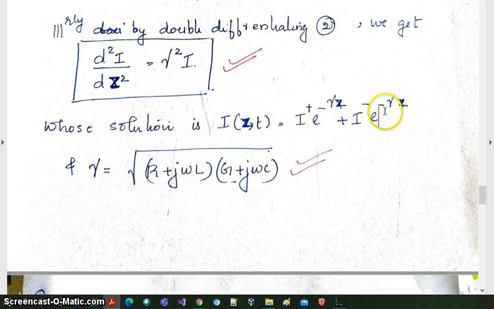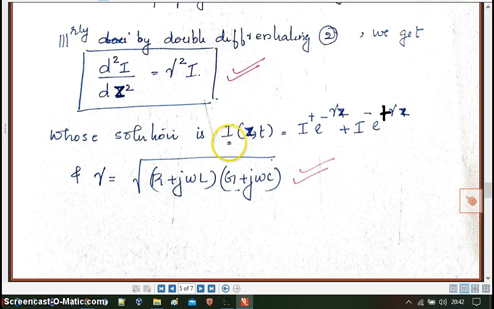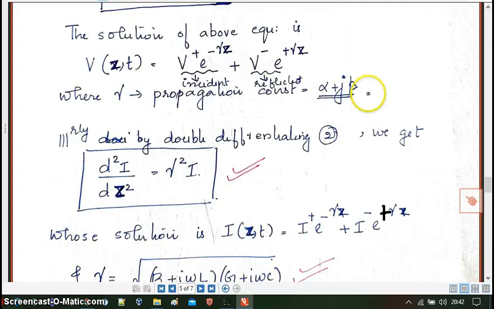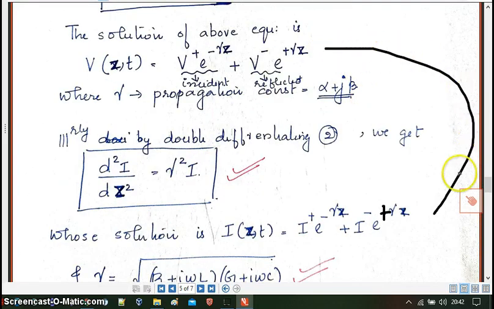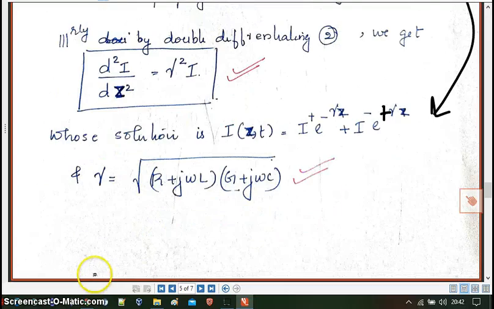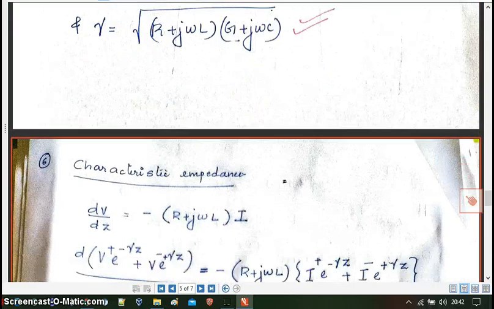Here it is plus gamma z. Okay, here the solution of I is I(z,t) equals I plus exponential of minus gamma z plus I minus exponential of plus gamma z. It is similar to the solution of V. Both are the same. The only difference is one is for voltage and the other is for current. That is all. So where gamma is equal to the square root of (R plus j omega L) into (G plus j omega C).